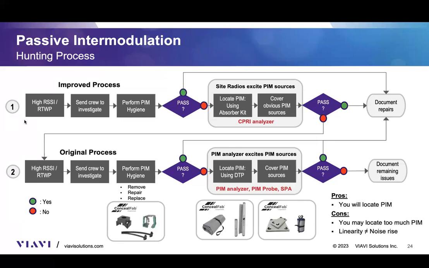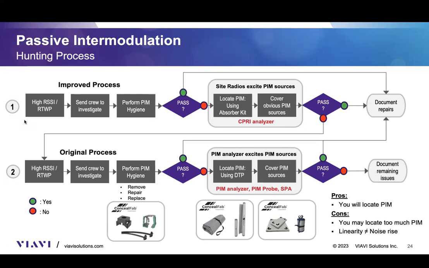So in the last couple of years, we've modified what we call the original process to show what we're calling an improved process. The improved process doesn't eliminate the use of a PIM analyzer. It just says that we're going to start using a different process and then go back to the PIM analyzer if we feel like we need it.